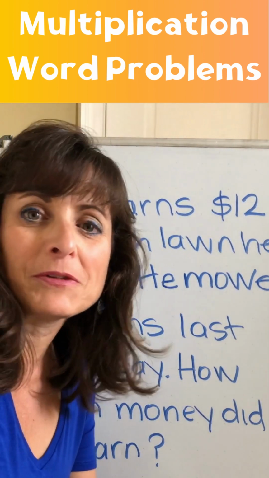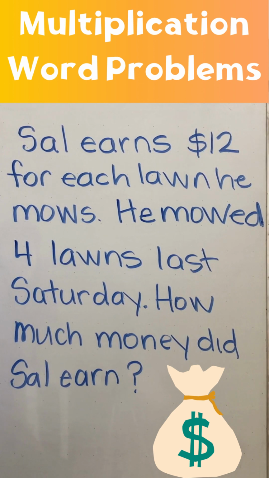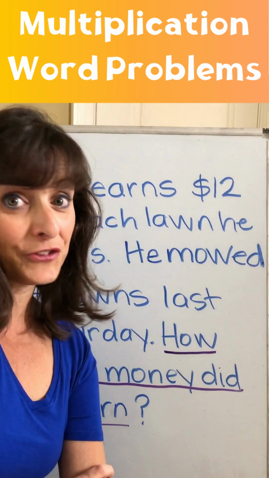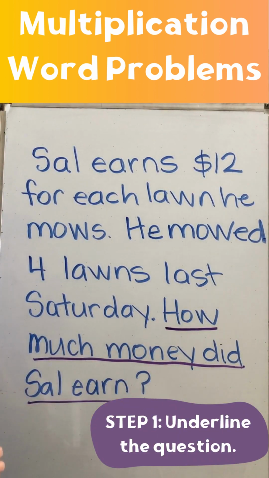When solving multiplication word problems, here's a few strategies you can use. Sal earns $12 for each lawn he mows. He mowed 4 lawns last Saturday. How much money did Sal earn? First thing we want to do is underline the question. How much money did Sal earn?